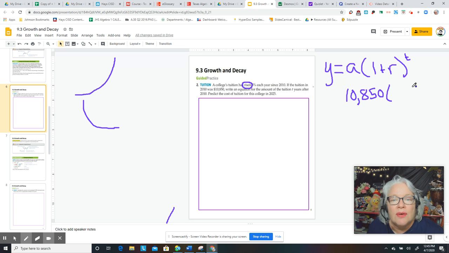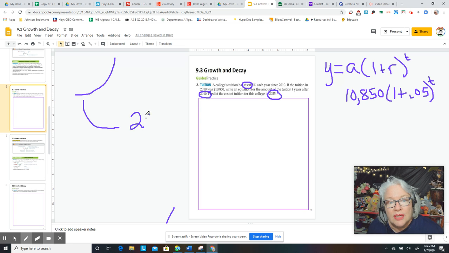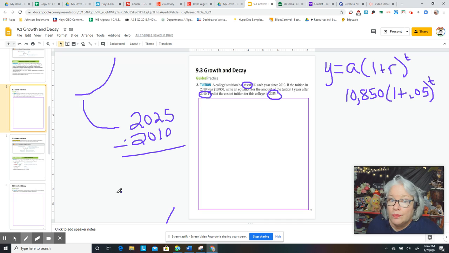So how much was it going up? 5%. So remember, 1 plus 0.05 to the t. And then predict the cost of tuition in 2025. 2010 was our starting point. So how many years between 2025 and 2010? Subtract. I think that's 15 years. So t is going to equal 15.